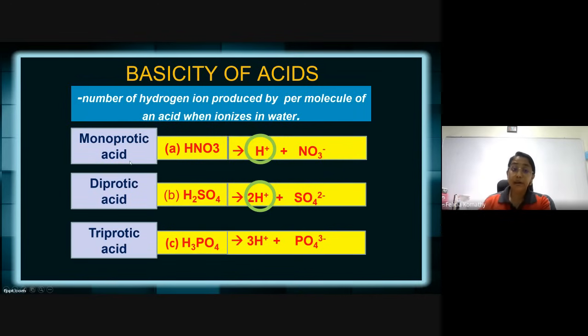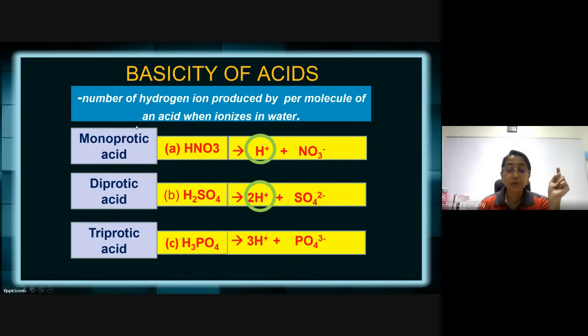Sometimes they will ask you to define what is monoprotic acid, what is diprotic acid, and what is triprotic acid. Daripada perkataan mono tu, you kena tahu mono tu adalah satu, di tu adalah dua, tri tu adalah tiga. Jadi bila kita cakap pasal monoprotic, diprotic maupun triprotic, dia fokus kepada bilangan ion hidrogen yang diion oleh satu molekul asid apabila dia mengion dalam air.